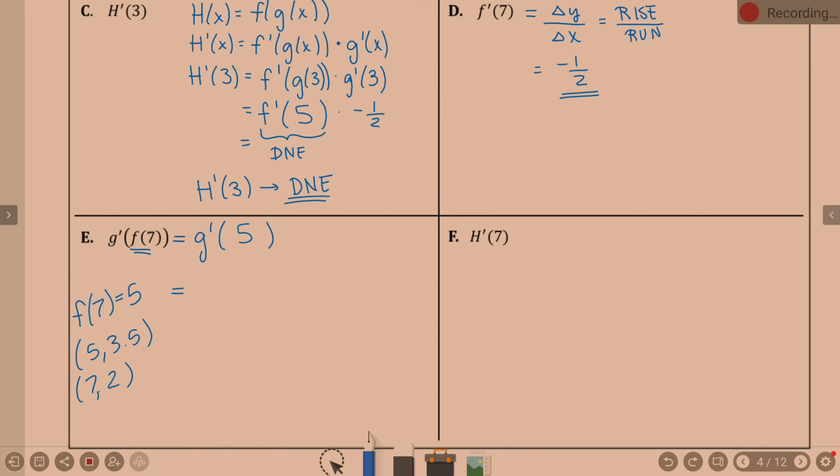So 3.5 minus 2 over 5 minus 7. 1.5 divided by negative 2. And if I take 1.5 and divide it in half, I'm going to be at 3/4. Positive divided by negative is a negative 3/4. I just looked at what's 1.5, and when I take half of it, it's 0.75 or 3/4. So negative 3/4.